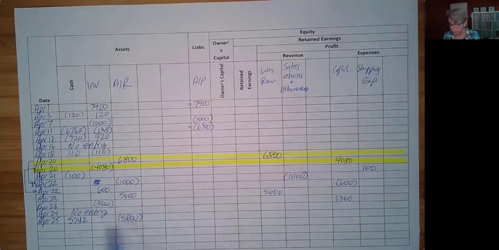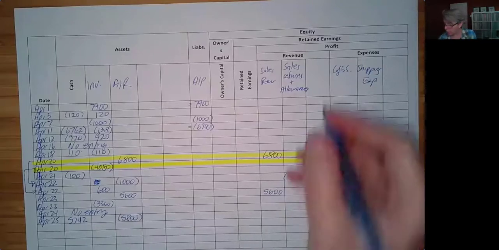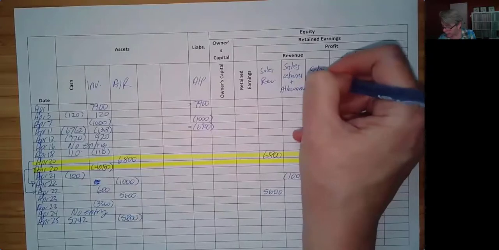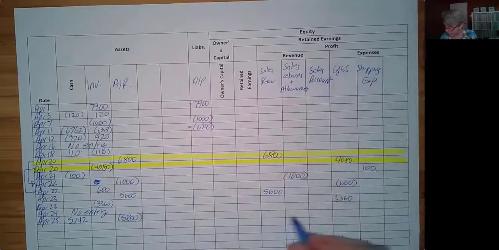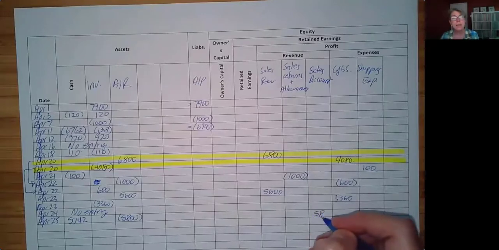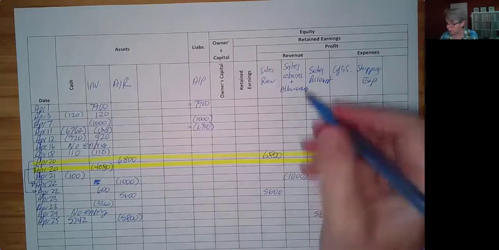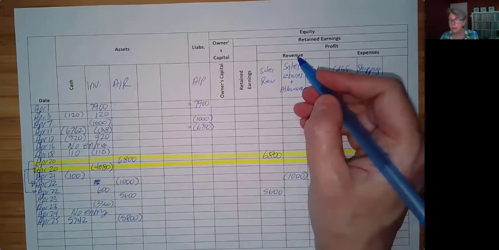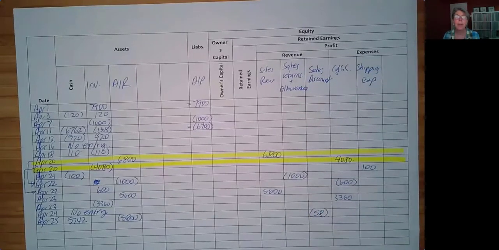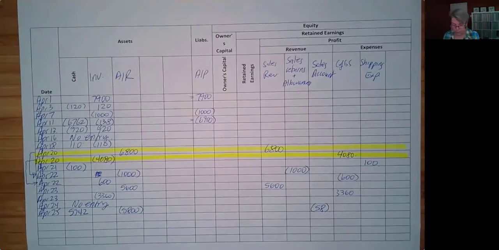But these two amounts don't equal. Where does the discount go? Well, this was a sales discount. So it's got to go in the revenue section. Sales discount is a total of $58. Is this positive or negative? Does it cause revenue to increase or decrease? It causes revenue to decrease, so it's a negative number. Let's move on to the last part.